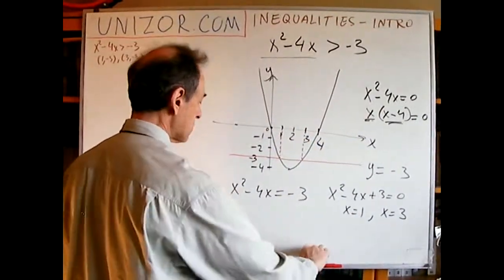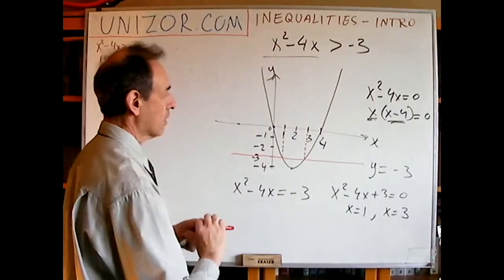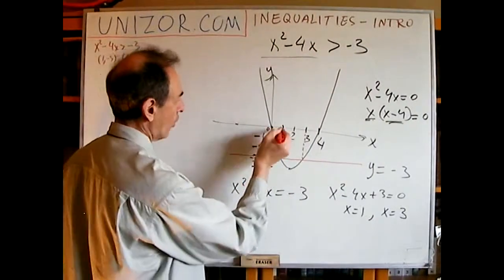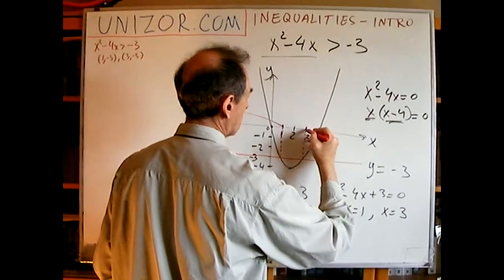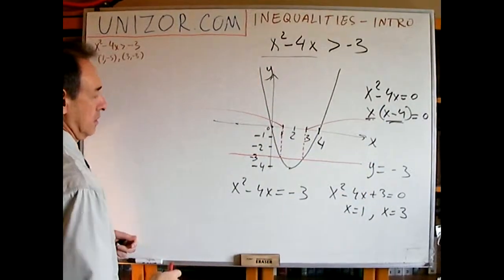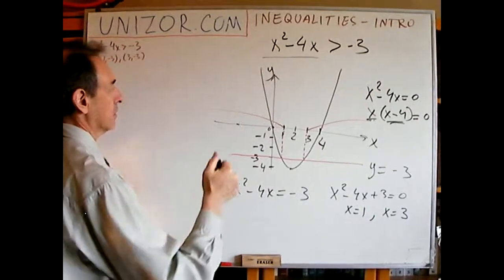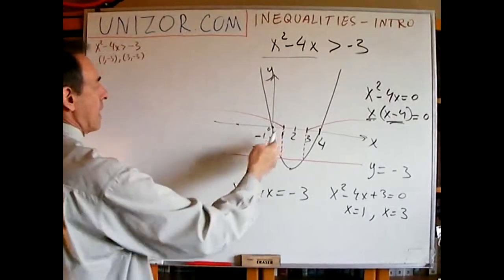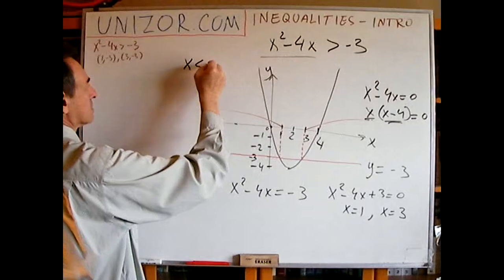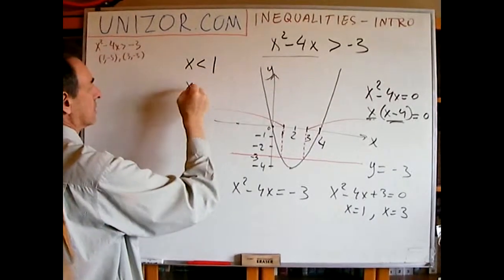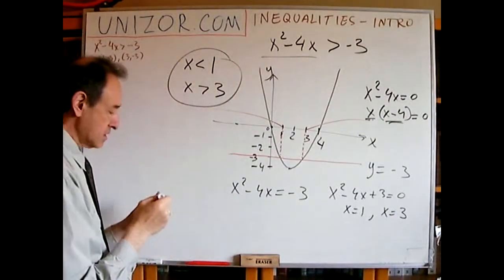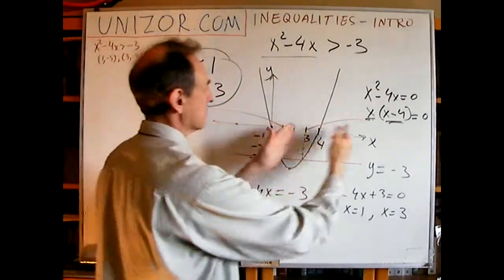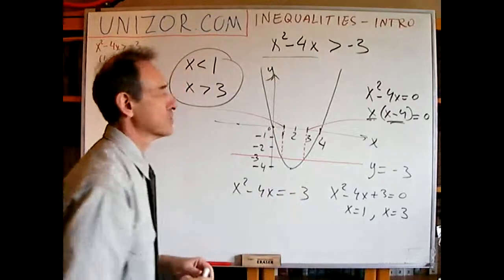So what are the solutions to our inequality? It's all x's which are here and all x's which are here. So the solution is x less than 1 and x greater than 3. These two areas are solutions to this particular inequality.